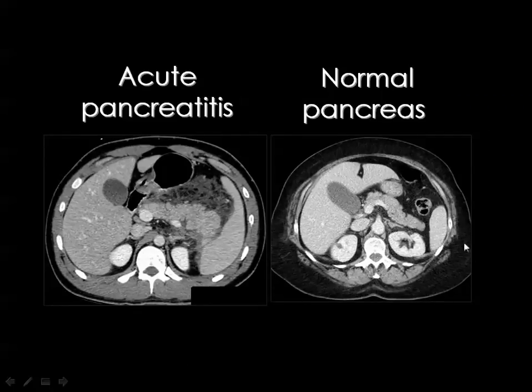The peripancreatic fat planes should be clear, as you can see here. But if you see that the pancreas is swollen and the peripancreatic fat planes are dirty, stranded, or smudged, then you assume that you are dealing with a case of acute pancreatitis. And we have a separate lecture for imaging of the pancreas, where I will explain this in detail.